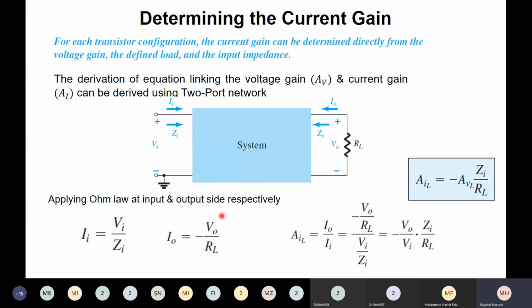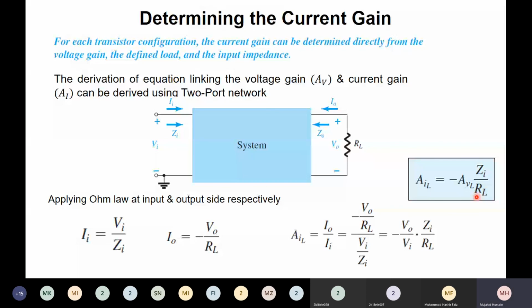So this equation shows that V naught over V in is your voltage gain. So you have substituted voltage gain in place of V naught over V in. This minus sign stays as it is, and Z in over RL is also as it is. So from this equation you can conclude that we can find the current gain if we know the voltage gain, the input impedance, and the load resistance.